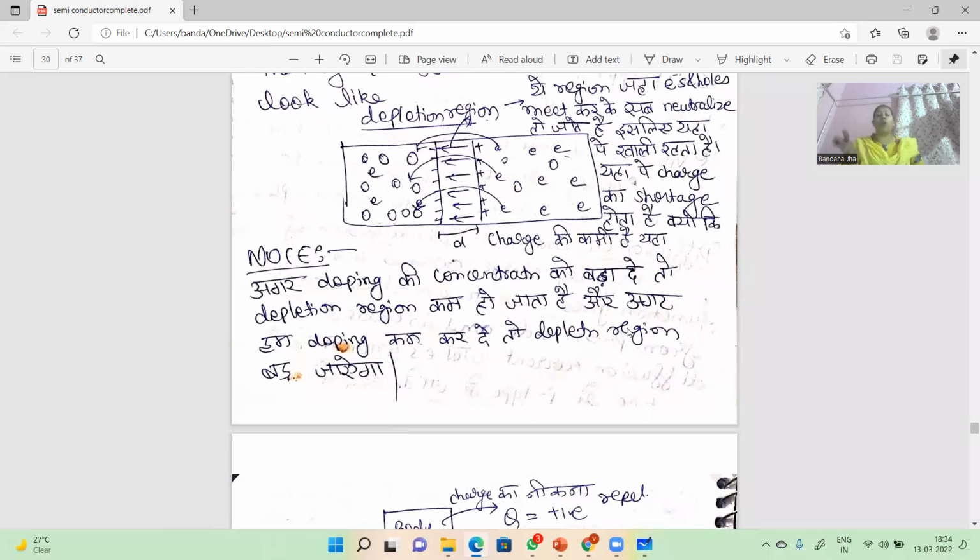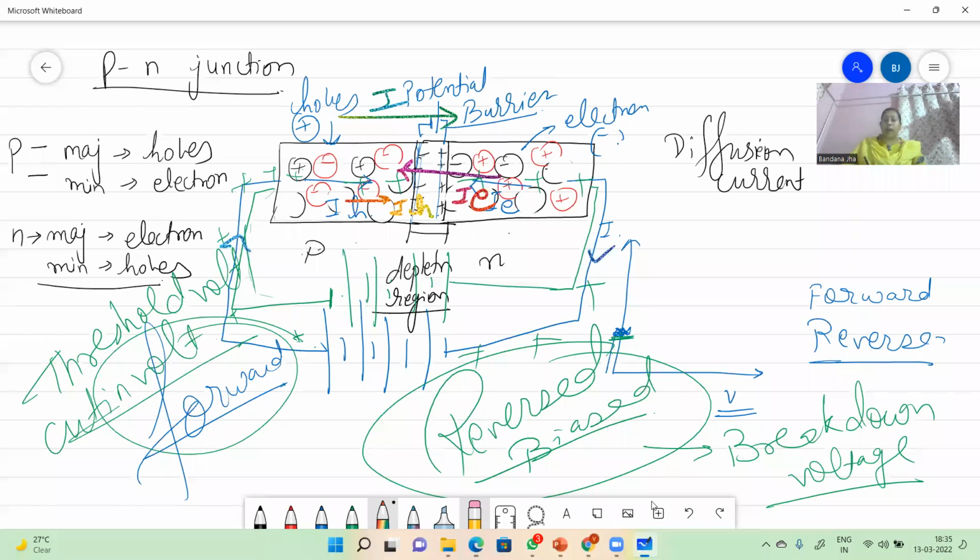If we apply more doping in our semiconductor, the depletion region will be small. If we apply less doping, the depletion region will be more. So in the forward bias, this point I also have to teach you. In the forward bias, what is the depletion region? Very small. Simply understand it.